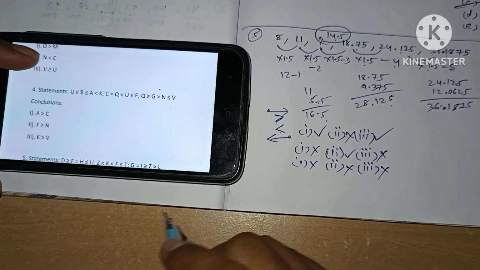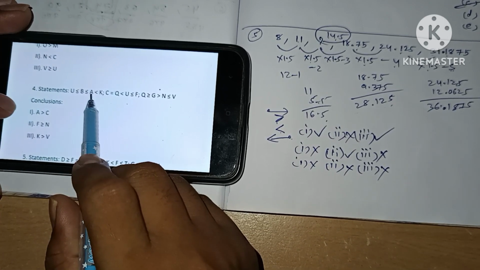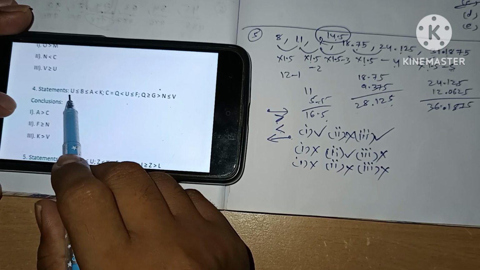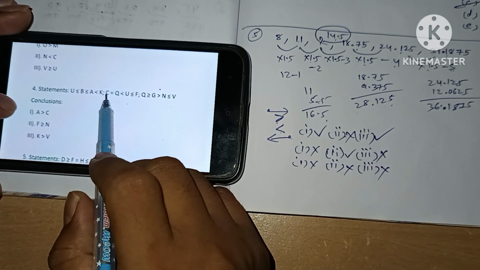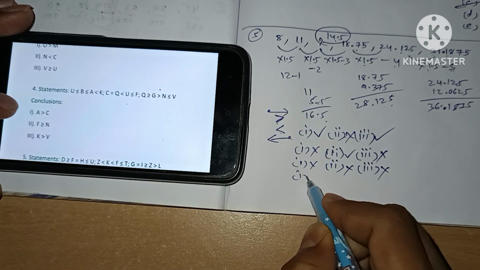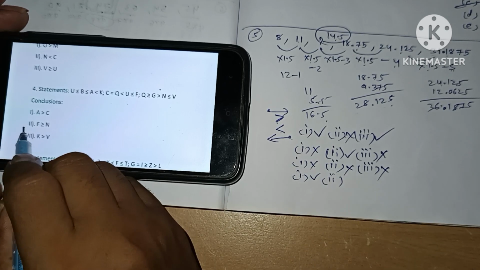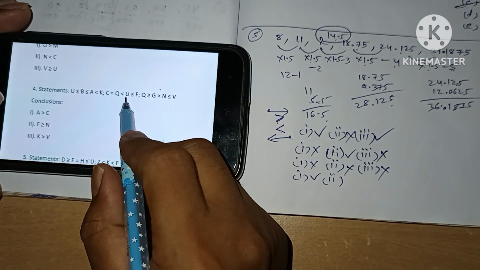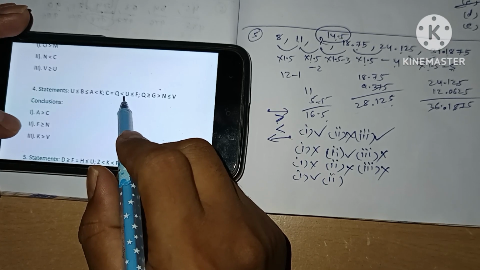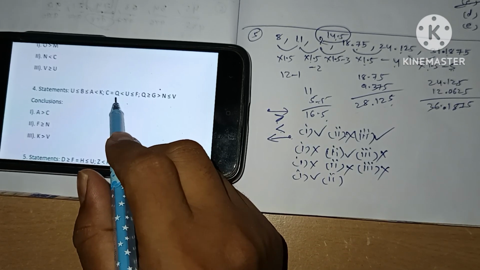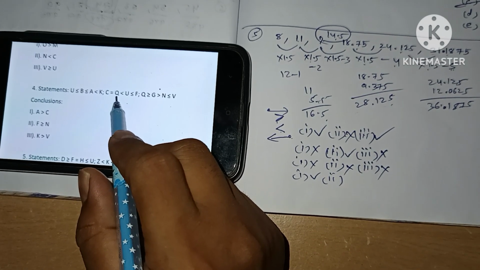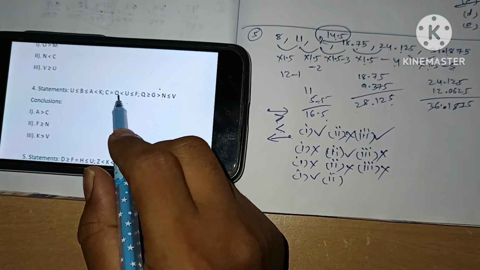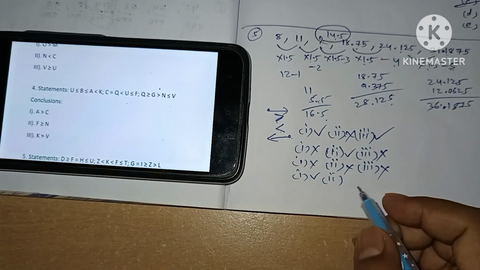Now we are going to see question number 4. The flow from A to C. From A we can reach to B and U. From U we can reach to C. So first conclusion will be true. Second conclusion, the flow from F to N with everywhere equal to. From F we can reach to U and Q. From Q we can reach to N, but there is missing of equal to here. So the second conclusion will be false.